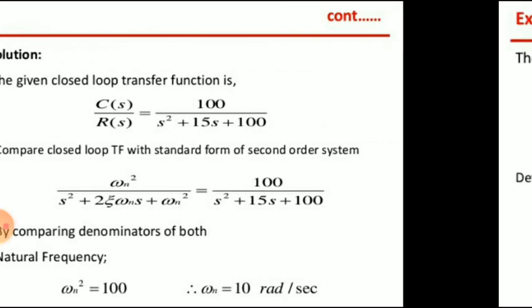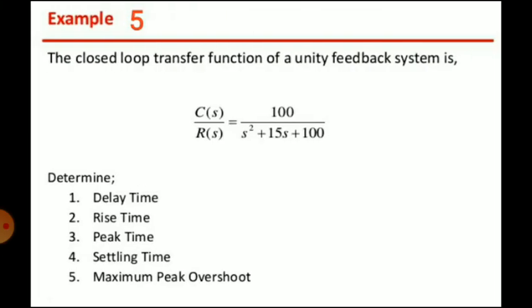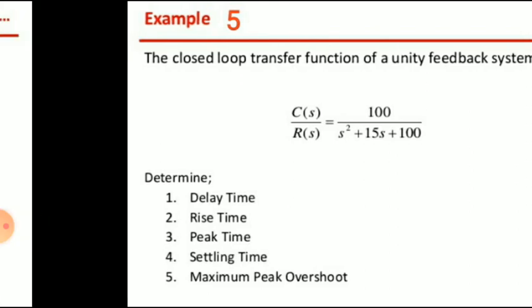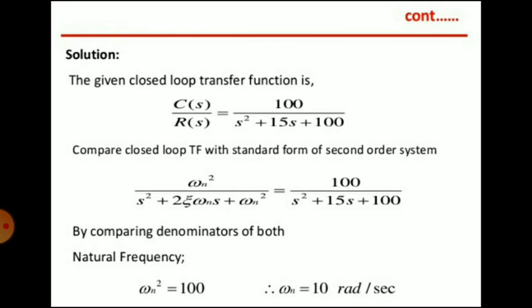In the previous example, GS was given, that is a transfer function was given, and HS, that is a unity feedback system, was given, and you had to find out CS upon RS separately by putting the values in GS upon 1 plus GS HS. Now in this example, CS upon RS is given directly. So CS upon RS is equal to 100 upon S square plus 15S plus 100. So directly you can compare.